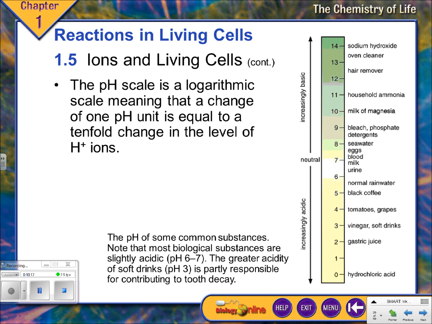You could see in the scales right out of your book. See sodium hydroxide, oven cleaner. You guys know how obnoxious that is, right? Hair remover, ammonia, milk of magnesia. We're trying to balance the acid in your stomach. Bleach, phosphates, detergents. And these guys are getting pretty neutral, which you think more of with living things. Seawater, eggs, blood, milk, urine, right? Neutral. Okay, normal rainwater. Now we're getting black coffee, tomatoes, grapes, right? Citric stuff, vinegar, gastric juices.